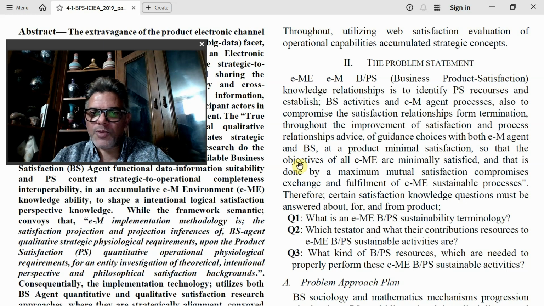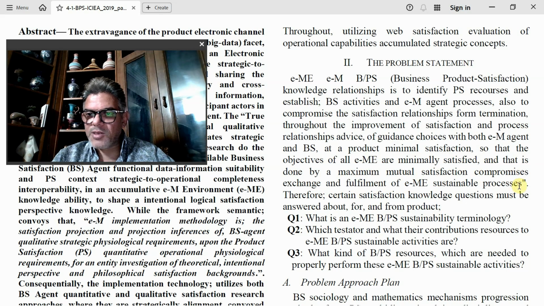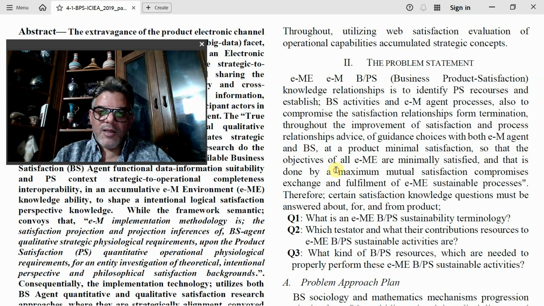So the objectives of all e-marketing environment testators and participants are minimally satisfied, and that is done by maximizing mutual satisfaction compromises. Not maximizing the satisfaction, no, maximizing the compromise of the mutual satisfaction, exchange and fulfillment of e-marketing sustainable processes. Now, this is how you make peace on earth.